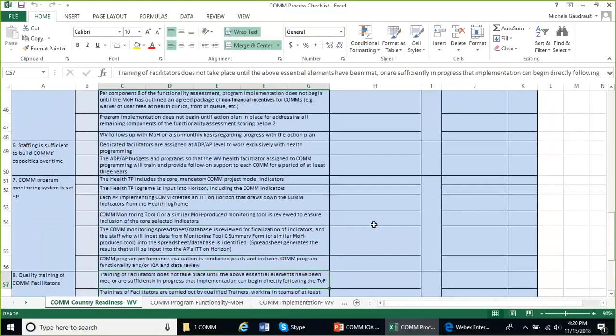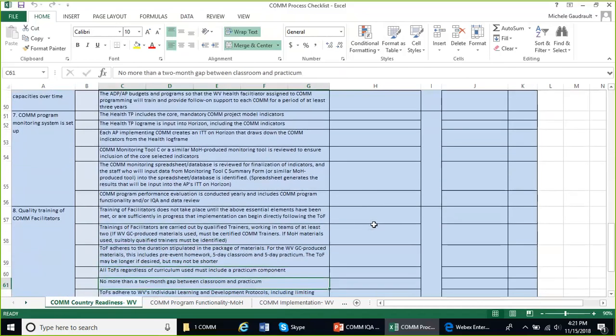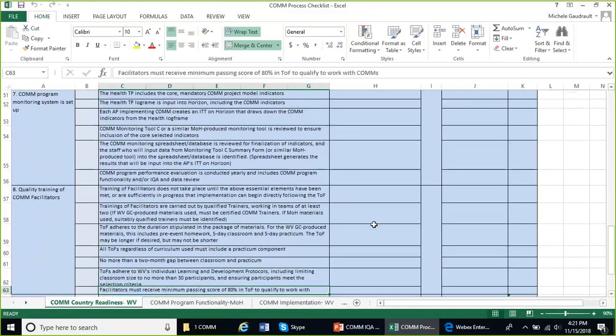We want our monitoring system set up. From the World Vision standpoint, we want to get this up onto Horizon. We want the monitoring tools being used and the indicators tracked. When all of that is sufficiently set up, then that's the point at which you can carry out your training of facilitators. The facilitators being those who will then go on to work with the comms themselves. So it can be World Vision and MOH facilitators.